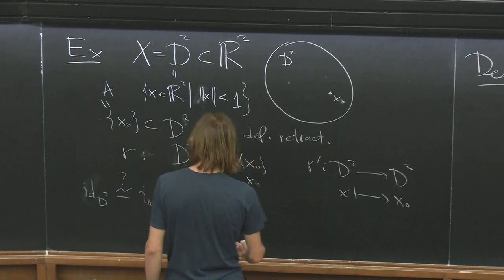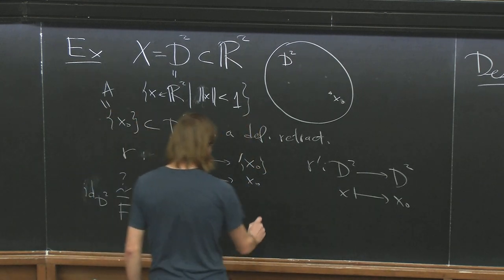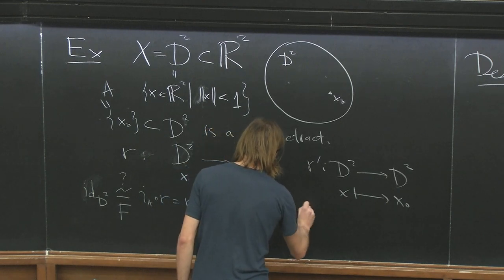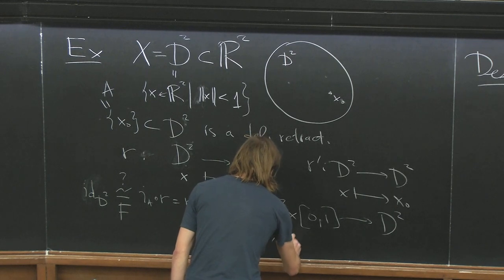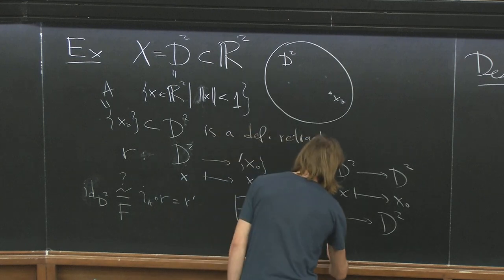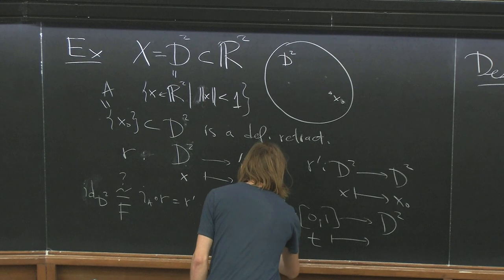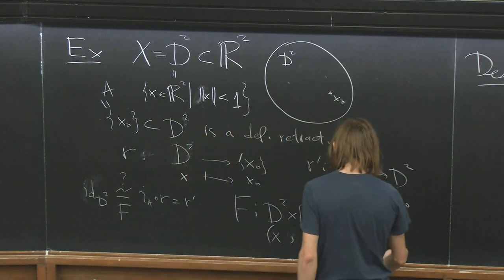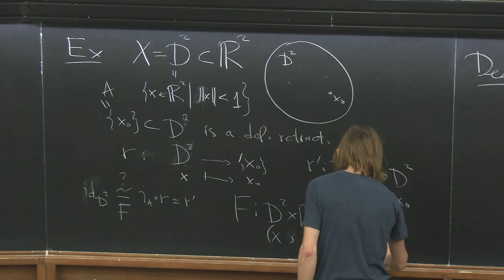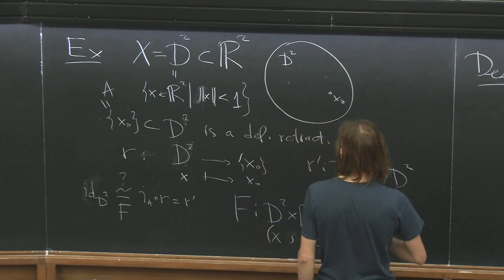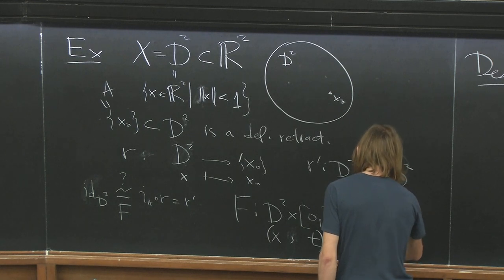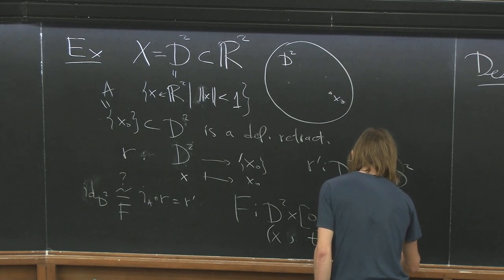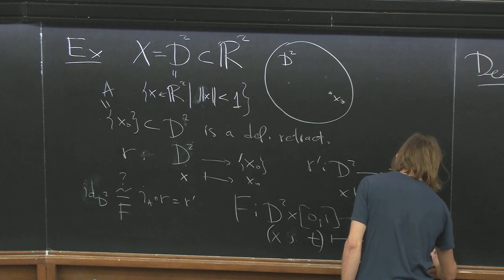So we need to find a homotopy between this map and the identity map on the disk, and let me denote it by F. So F is a map from the disk times the interval to the disk. Let me take some point X here times T, a parameter in the interval, and I will send this pair X and T to the following. Again, essentially I'm using more or less the same construction as we did for Euclidean space a bit earlier. I take 1 minus T times X plus T times X0.